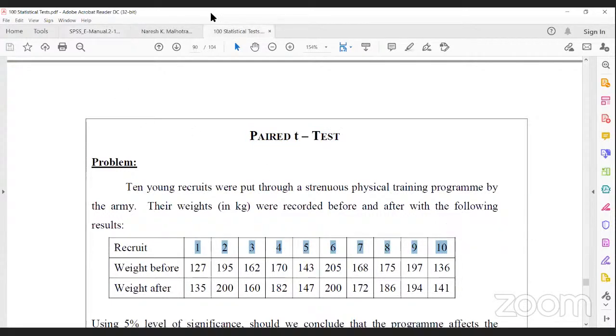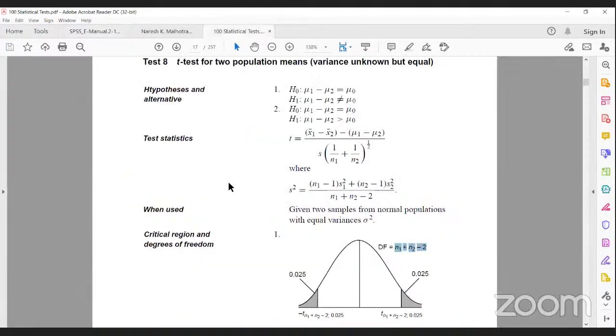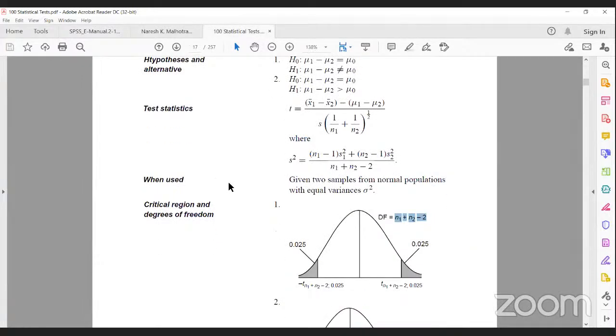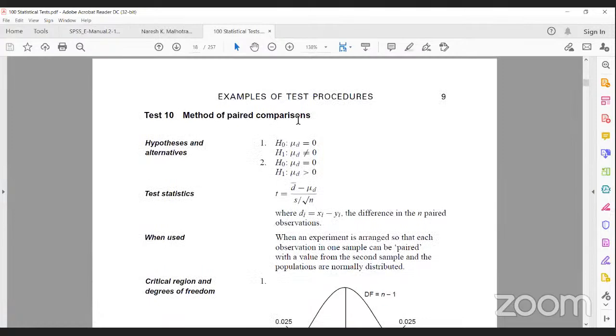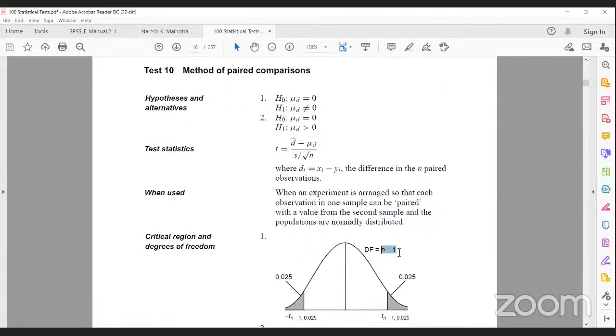Okay, I'll show you here the formula for that. This is paired comparisons. This is the deviation, and we are comparing with the population mean: d bar minus mu d. Here also the degrees of freedom come as n minus 1 only, because there are only observations, the samples, but we are dealing with the different observations.